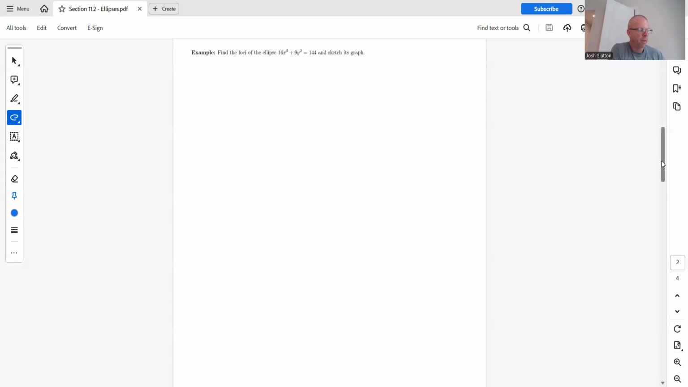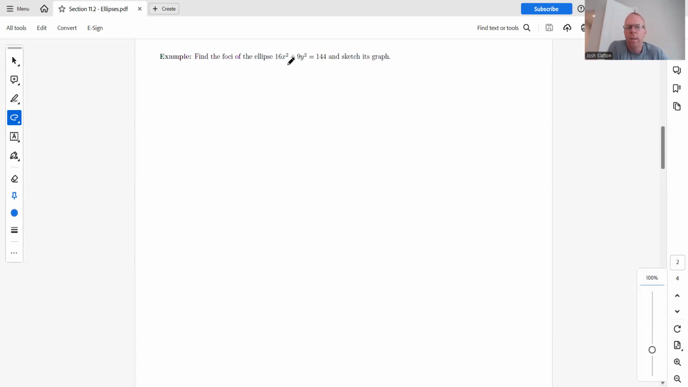So let's look at this first example. We have 16x squared plus 9y squared equals 144. The first thing you need to do is get this equal to 1. So we're going to divide both sides by 144. And that gives us x squared over 9 plus y squared over 16 equals 1. Now, it's just coincidence that the 16 and the 9 kind of switch with the x and the y. It just so happens that 144 is 9 times 16, but it doesn't have to be that way.